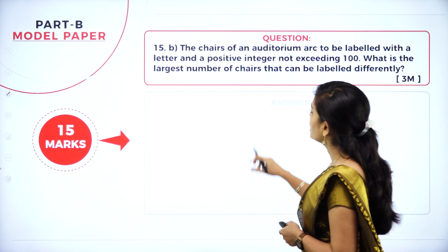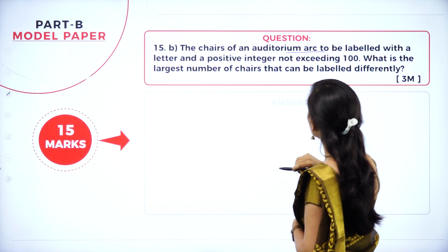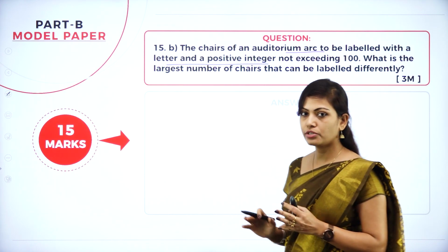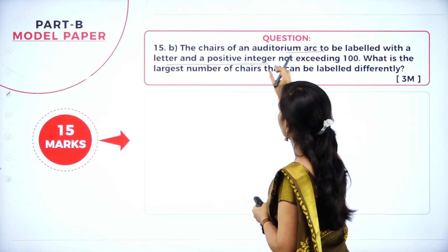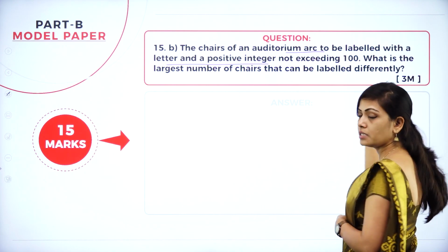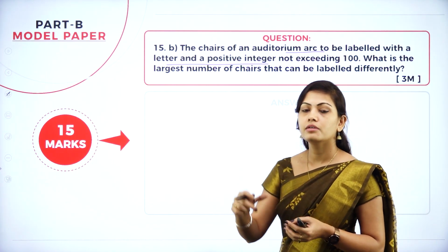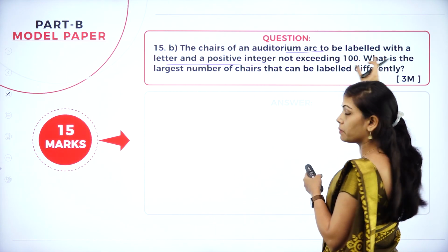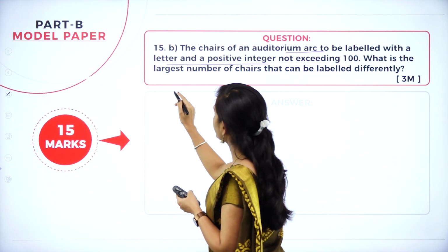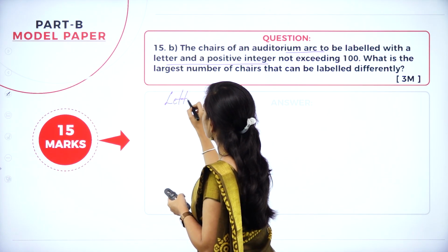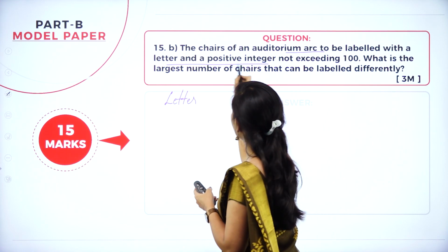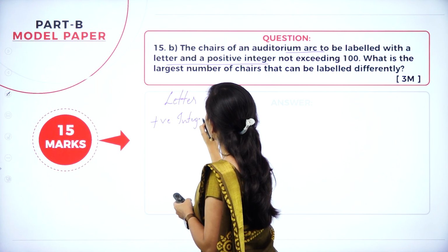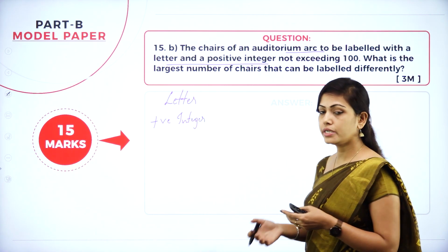And the next one is: the chairs of an auditorium are to be labeled with a letter and a positive integer. Read the question properly. Assume that in an auditorium we have chairs. The chairs of an auditorium are to be labeled. All the chairs are labeled with a letter and a positive integer. Clear? It can be 0 to 100, etc.